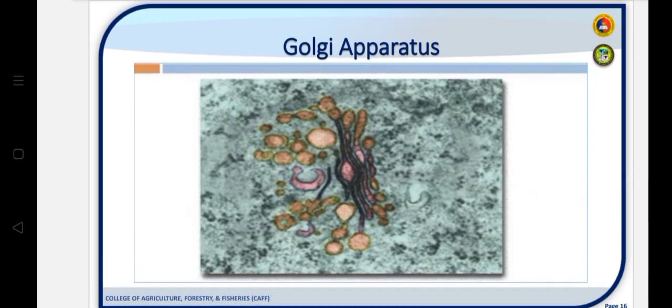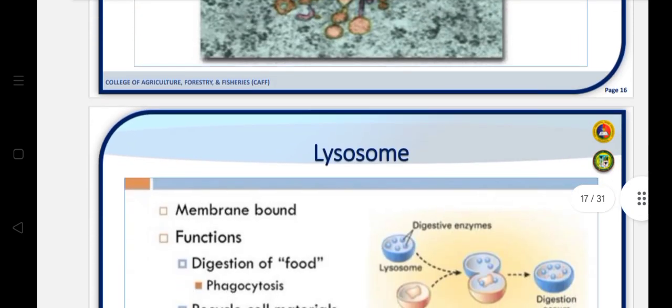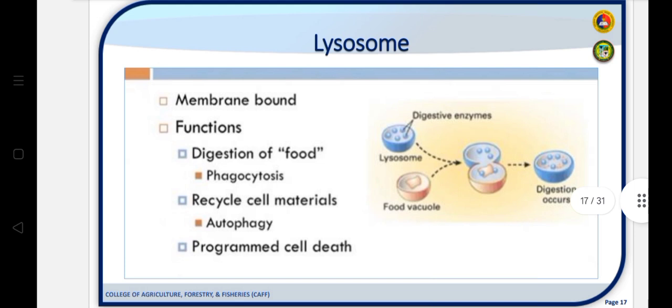Under the microscope, this is how the Golgi apparatus looks. Now, let's look at lysosome. This organelle is like the clean-up crew of the cell. It helps the cell digest, recycle, and even control when a cell should die.